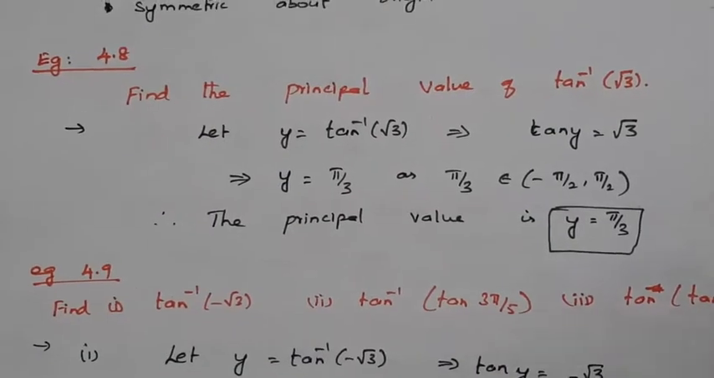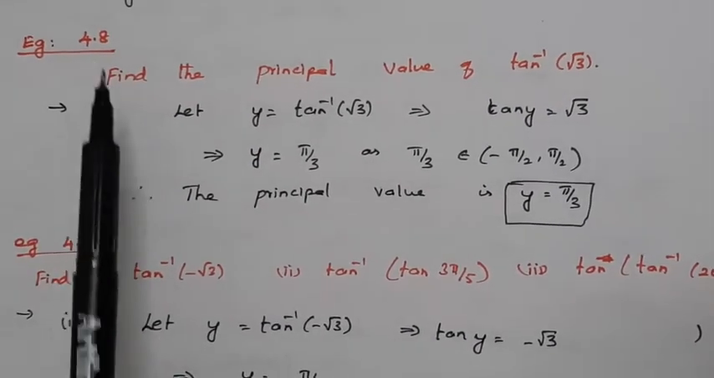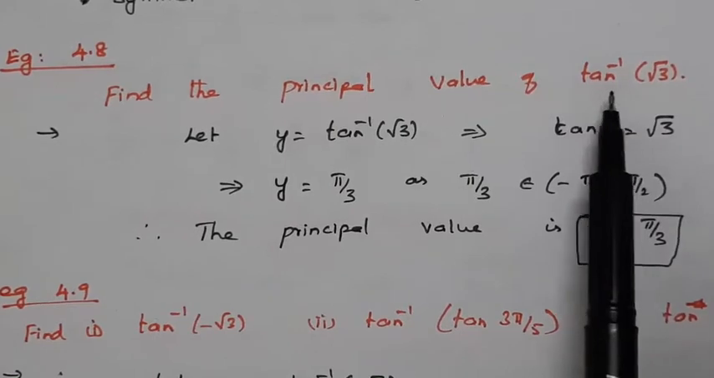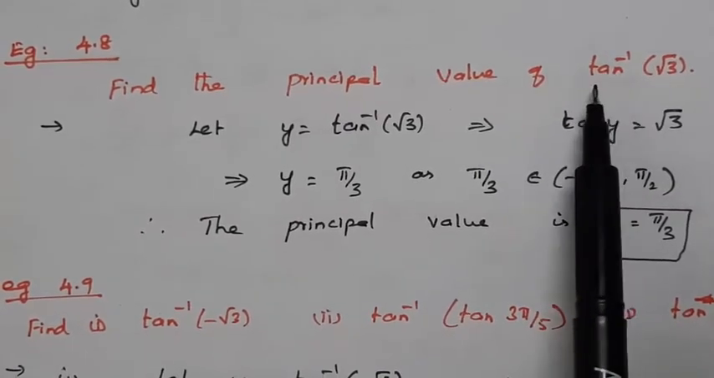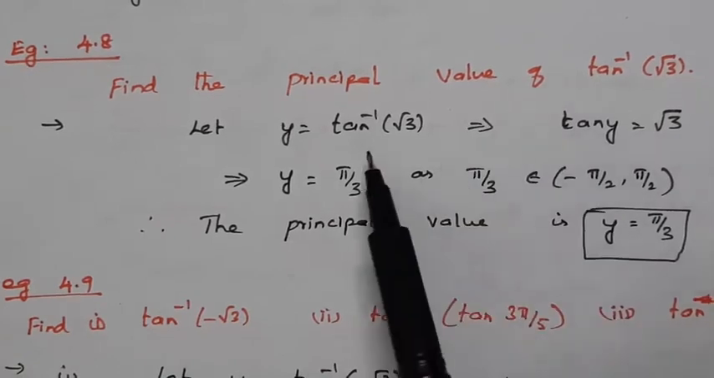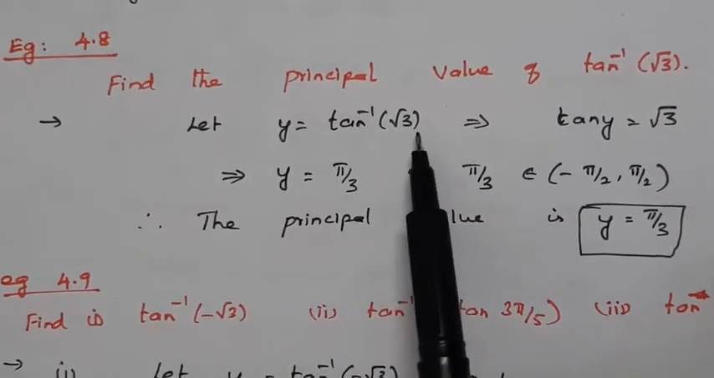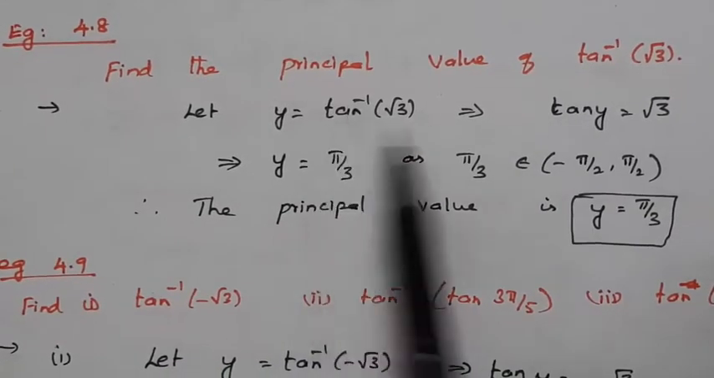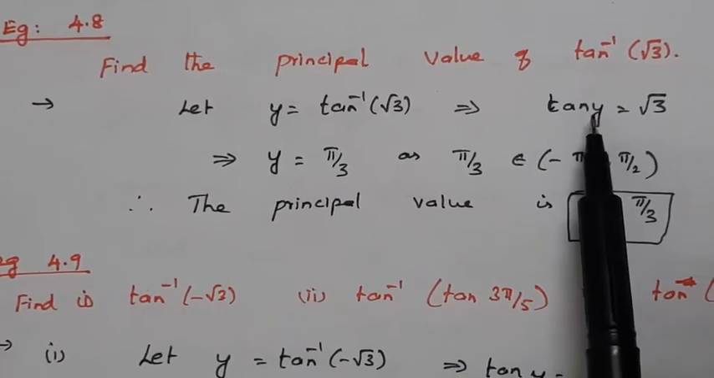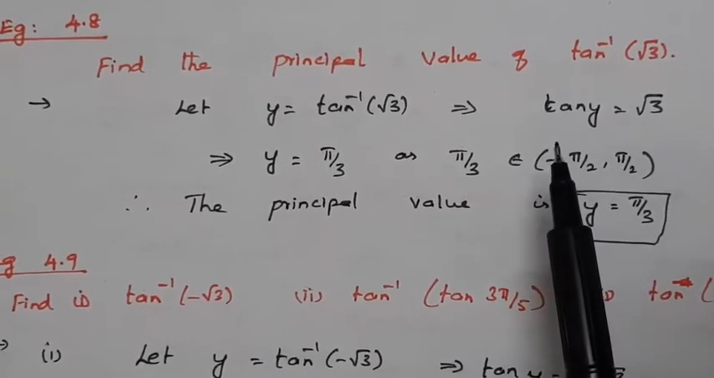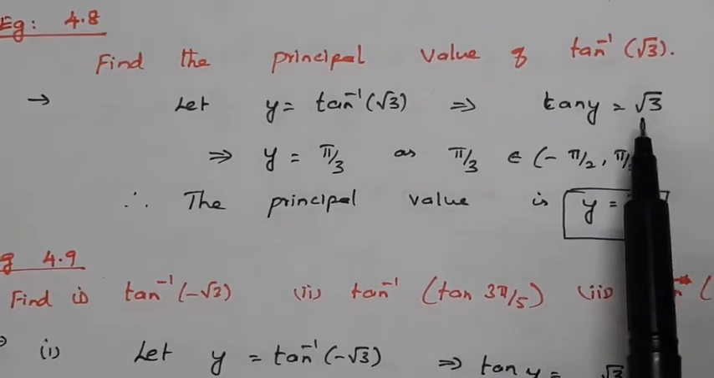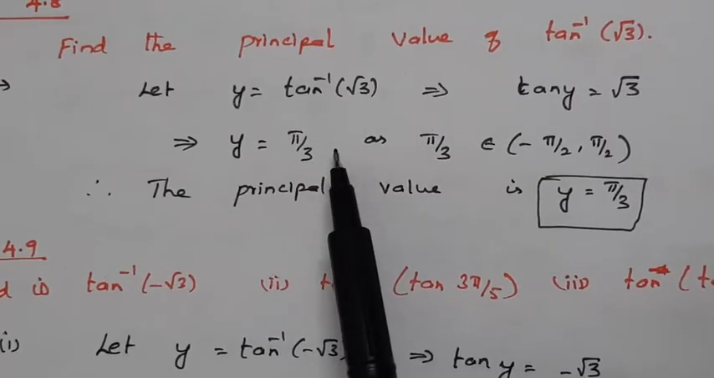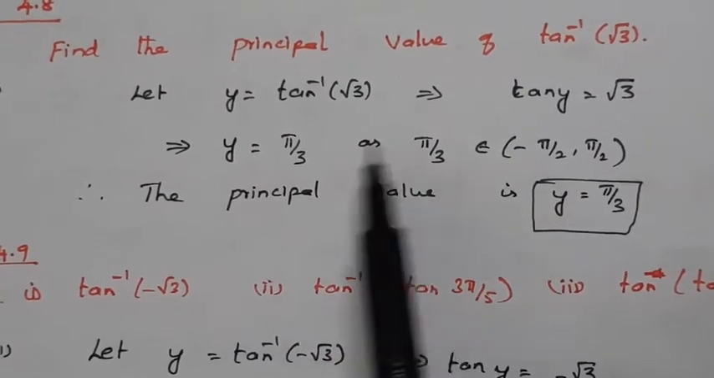Now let us start with example 4.8. What does this example say? Find the principal value of tan inverse of root 3. So you have to find the value of y such that y is equal to tan inverse of root 3. By definition, tan y is equal to root 3. So you have to find the value of y in such a way that its tangent value is equal to root 3. For what angle will the tangent value be root 3? You know that tan 60 is root 3, and also tan of pi plus 60, that is 180 plus 60, is equal to root 3.